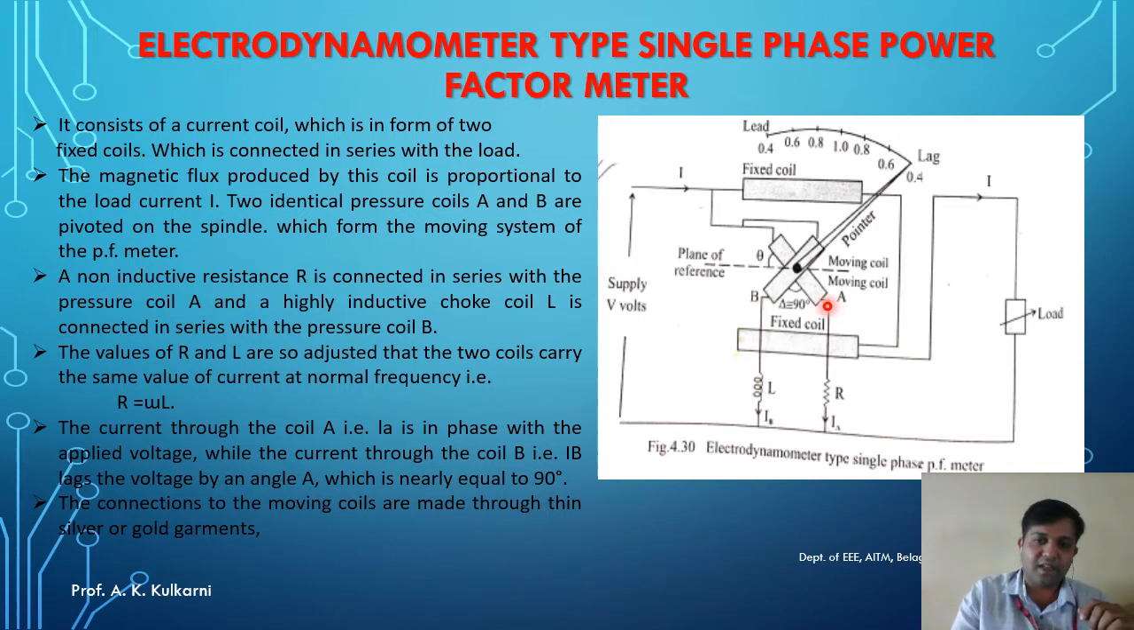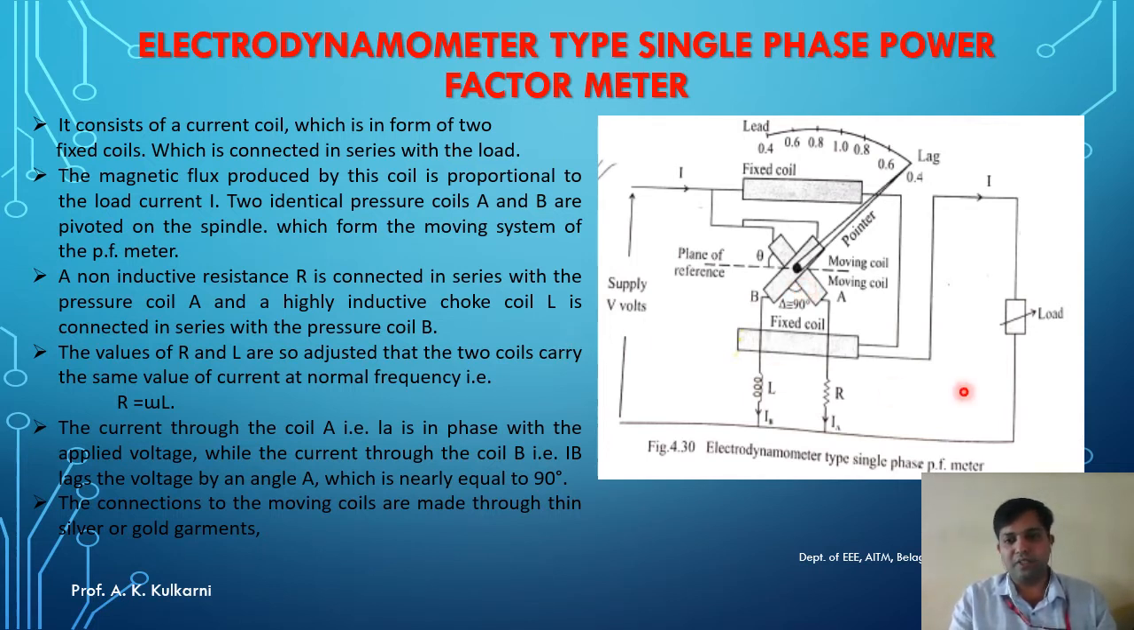So whatever the current flowing through coil B, it will be in phase with the supply voltage, whereas the current flowing through coil B will lag the supply voltage by exactly 90 degrees. The connection of moving coils are made through thin silver or gold ornaments. So whatever connections we make for the moving coil, it will be made up of thin silver or golden garments.